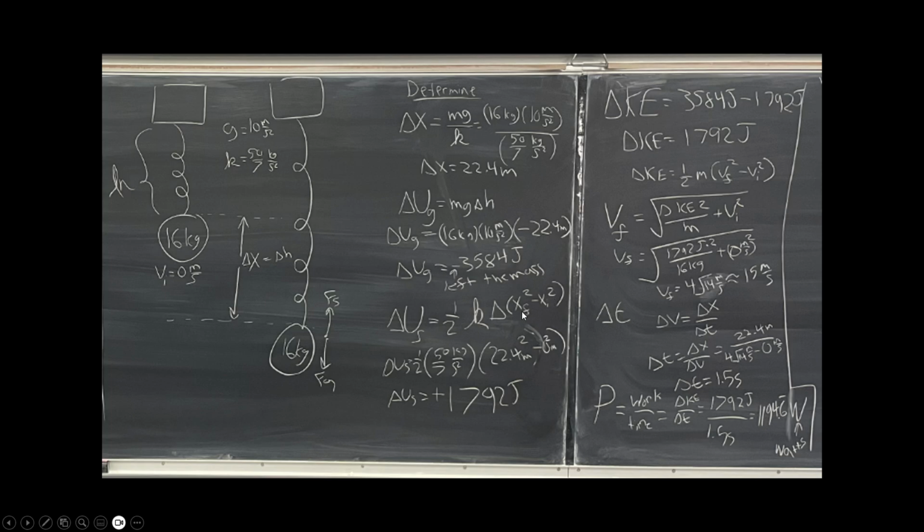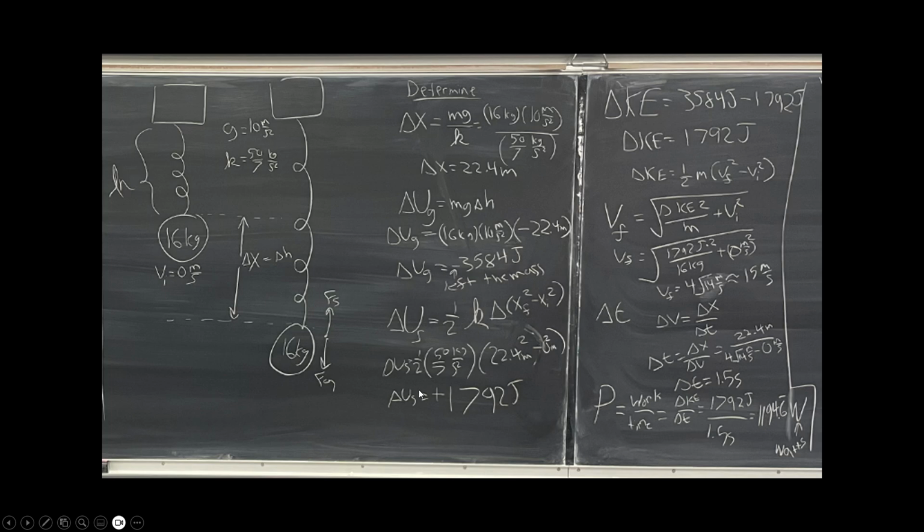Well, our final displacement is basically that 22.4 meters. Our initial displacement, by that I mean displacement from the natural position of the spring. Well, if it's already at its natural position, then its initial displacement is 0 meters. So 1/2 times 50 over 7 kilograms per second squared times the quantity of 22.4 meters squared minus 0 meters squared.